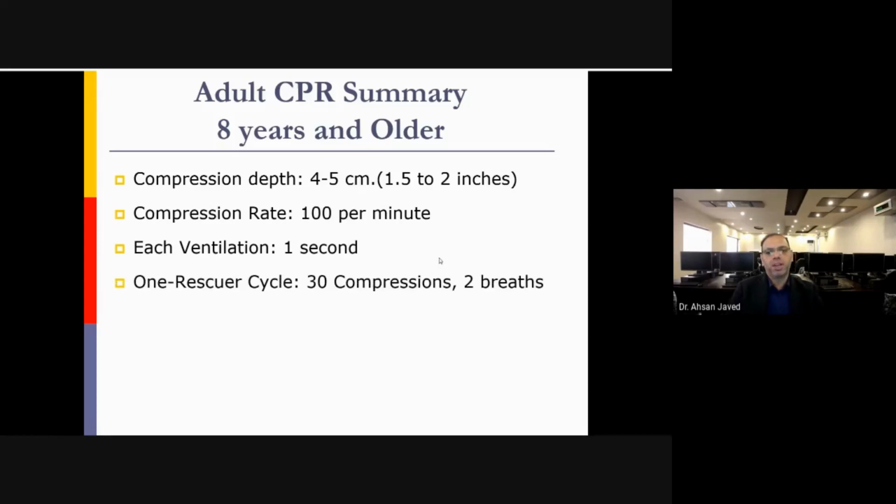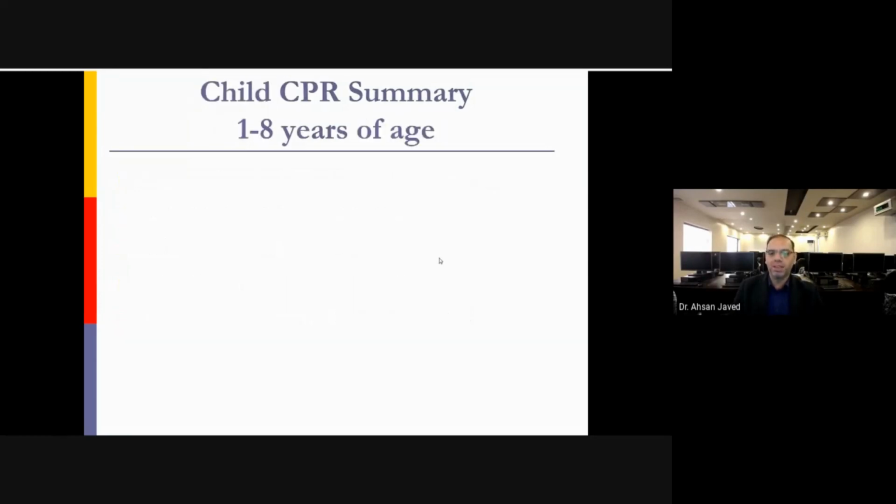In one rescue cycle, if you are the only person available to give emergency care, there can be 30 compressions and 2 breaths. That means you will give 30 compressions, and then you will lift off your hands from the chest wall, move towards the head, and give the rescue breaths. 2 rescue breaths should be given. If there are 2 persons, one person will continue with the chest compression, whereas the other person will give the rescue breaths. There will be 15 compressions and 2 breaths.